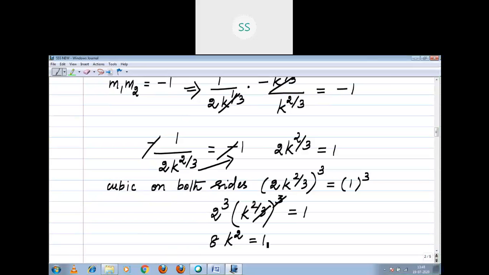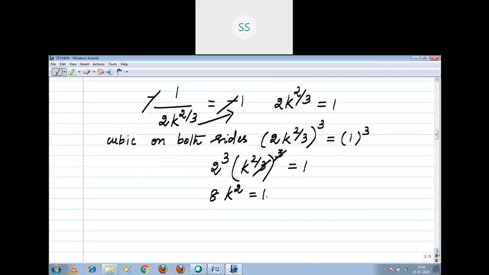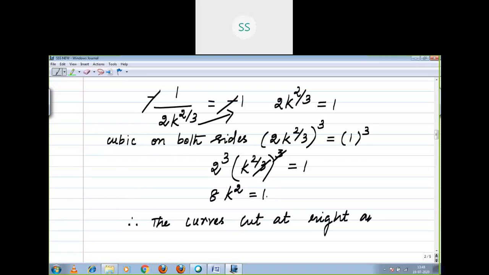Therefore, the curves cut at right angles. The condition we arrived at means the curves cut at right angles. Right? Therefore, the curves cut at right angles.